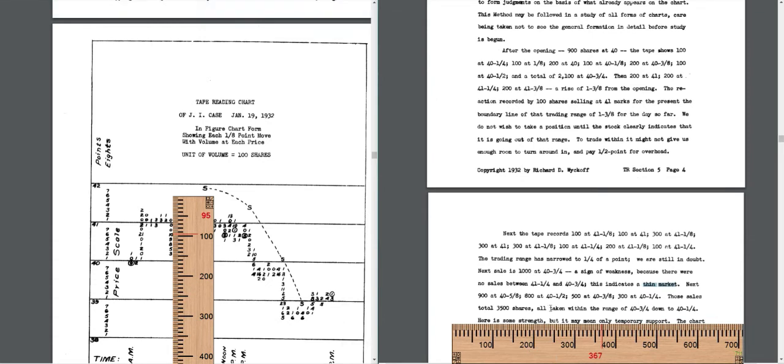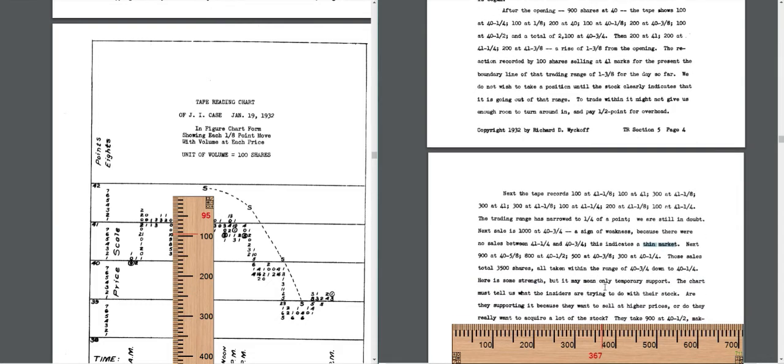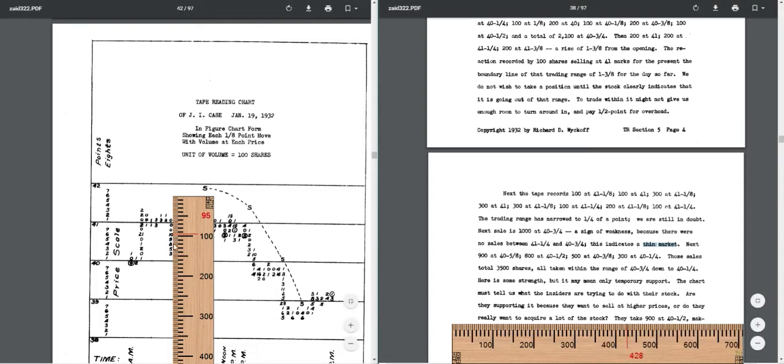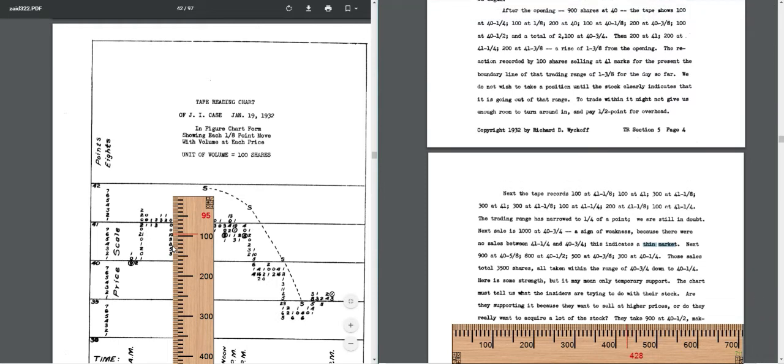Here is some strength. But it may mean only some support. 900, 800. Here's some strength. Okay, first of all, this is weakness right here. But now he's going to talk about some strength. Alright?